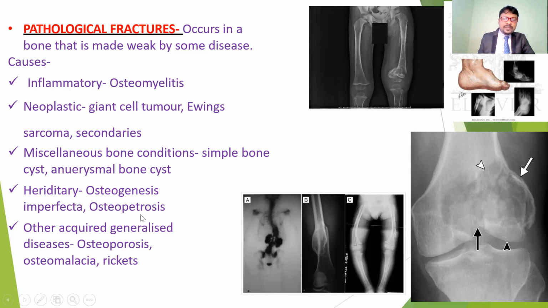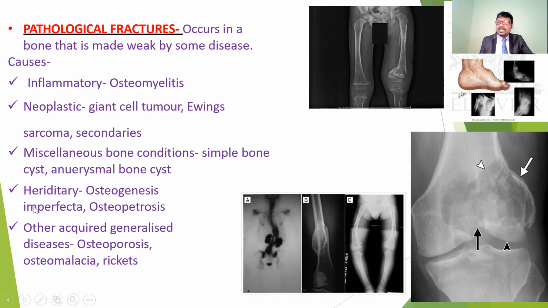Another important pathological fracture is osteoporosis. Because of abnormality in hormonal regulation, and also vitamin D and calcium deficiency, people may get osteoporosis, especially after menopause, in the age group of more than 45 to 50 years. In those conditions the bone becomes weak and fragile, so they may get a fracture because of osteoporosis. The next one is other acquired generalized diseases such as osteoporosis, osteomalacia, and rickets.